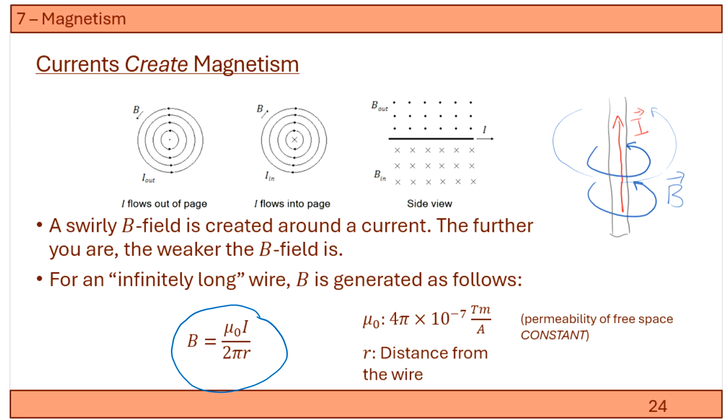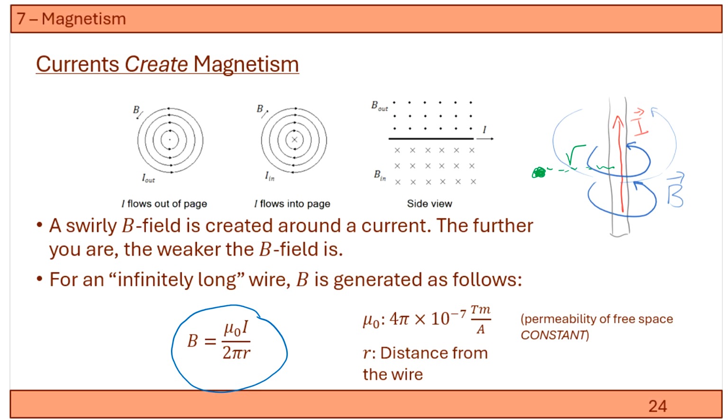R is just the distance, the sort of perpendicular distance from the wire. So if I had a point, let me draw one here in green. If I had a point right here that I was interested in, R is just this distance, direct distance to the wire. But sometimes you'll see books use S as a distance there.